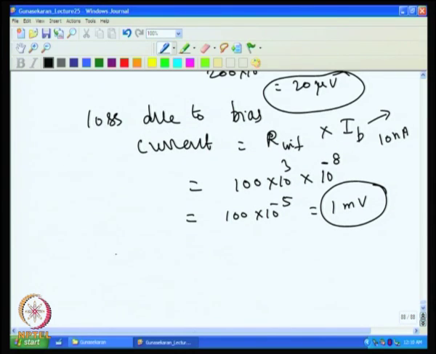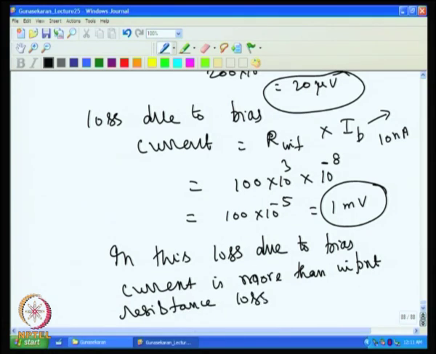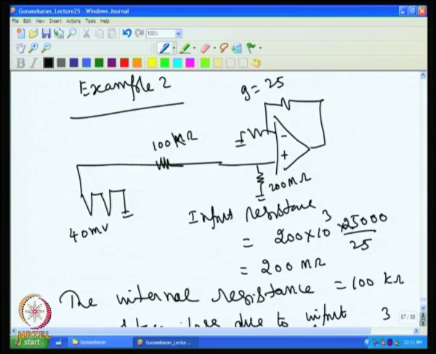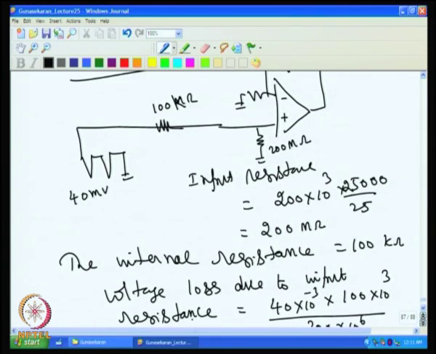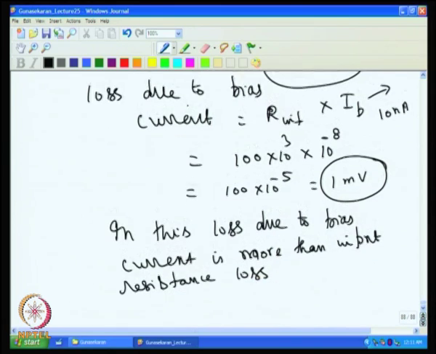So, in this case the loss due to bias current is more than the input resistance loss. So, in that case I have to go for a low bias current op amp rather than a high input resistance op amp, because only then will it make sense. The resistance we had used is 100 kilo ohm for protection purposes, so that will drop too much voltage due to the bias current.